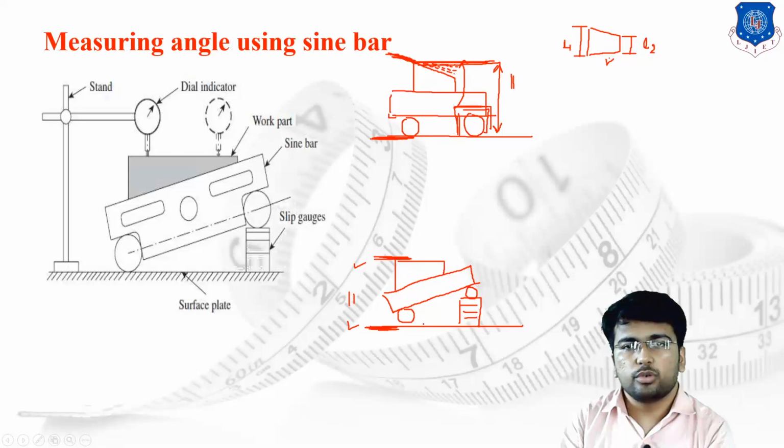To do so, we have simply lifted one roller in the air, and to support that roller, we have provided a number of slip gauges over here. Now the basic mathematics will work. This will make a proper Z shape.